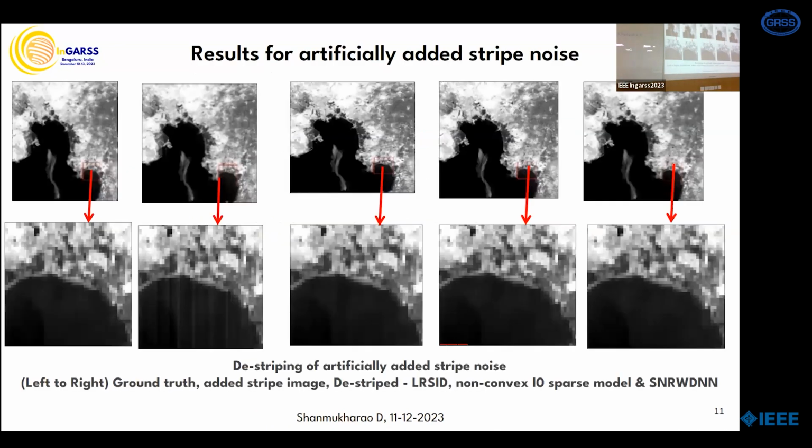If you see here, for added stripe noise, in the first column, the left one is the ground truth image, and after that, this one has the noise I added. Clearly we can see that. After that, this is using the LRS-ID method, then this is using the L0 convex method, and then this is the SNR-WDN, the output of our model. Here we can see that a little bit of smoothing happened with LRS-ID. These two methods are performing almost similarly.